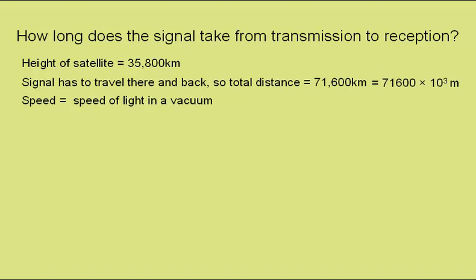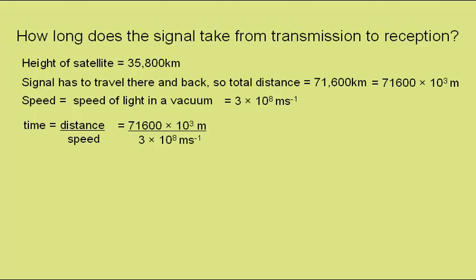The speed of the signal, well, it's electromagnetic radiation, so it travels at the speed of light in a vacuum, 3 times 10 to the 8 meters per second. We know that time equals distance over speed, so putting the numbers in, we get this, which comes out at 0.24 of a second, about a quarter of a second. Quite significant if you're having a conversation with somebody on a news TV broadcast, for example.